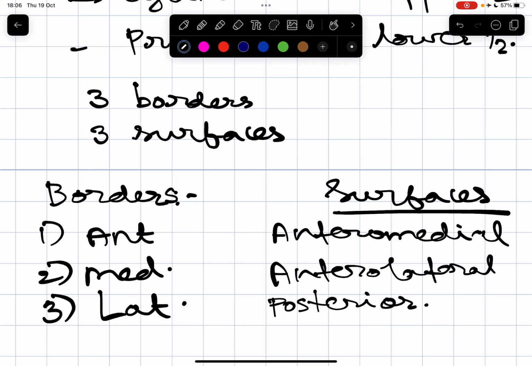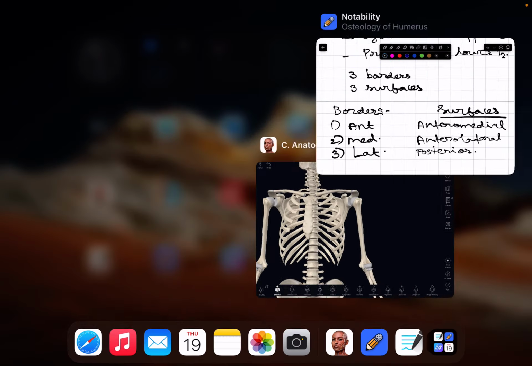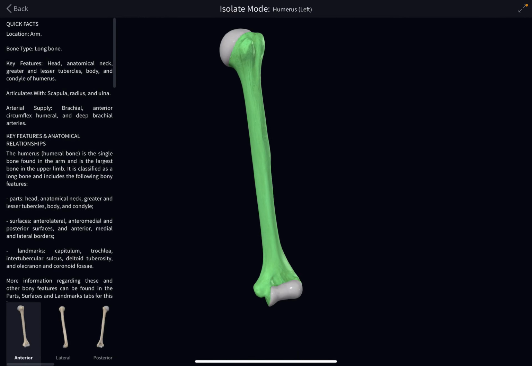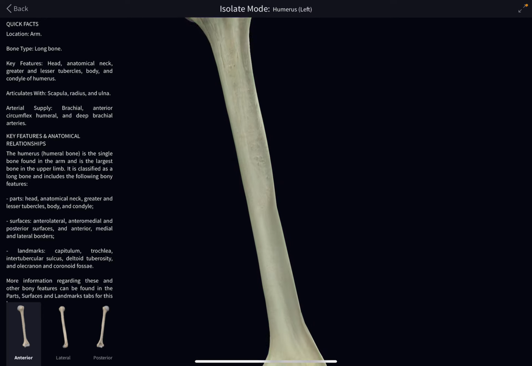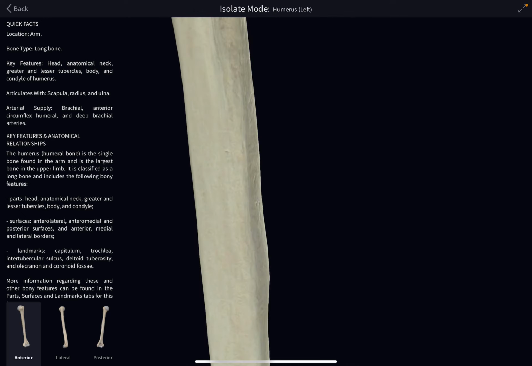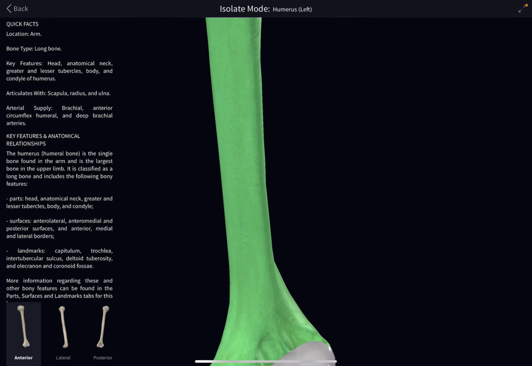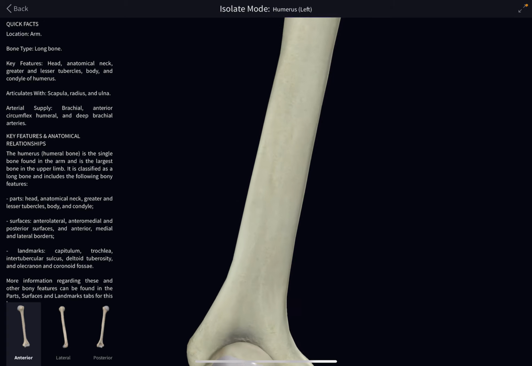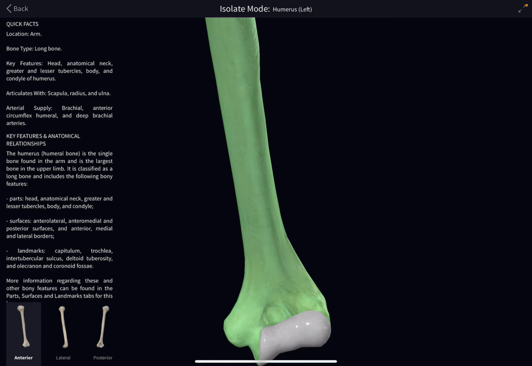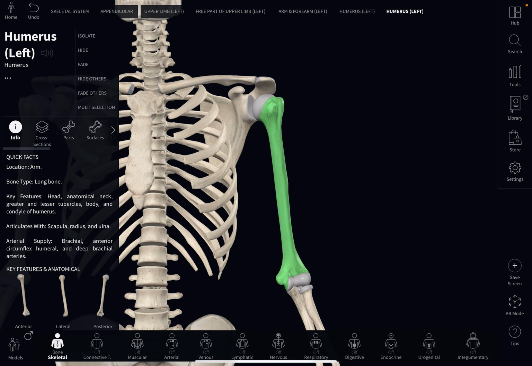Now let us look at the details of each part of this shaft. So here is the humerus bone. Let us isolate the bone. The shaft is between the head and the lower end. When you look at the shaft, it is cylindrical in shape in the upper half, but in the lower half it becomes prismatic, meaning on cross section it is triangular in shape. Now let us look at the borders of the bone.